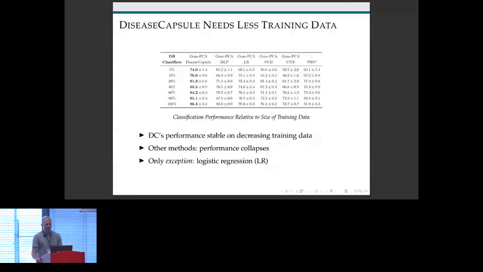DiseaseCapsule also needed less training data. The performance did not collapse like the performance of all other approaches when decreasing the amount of training data provided. Of all the other machine learning approaches, the nonlinear ones, the only one that did not collapse was the linear approach.